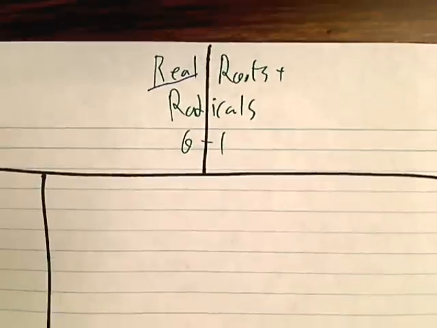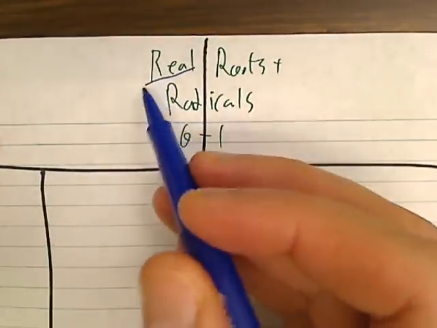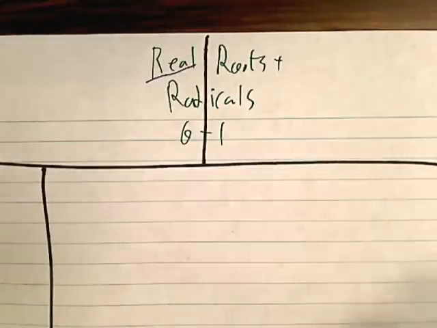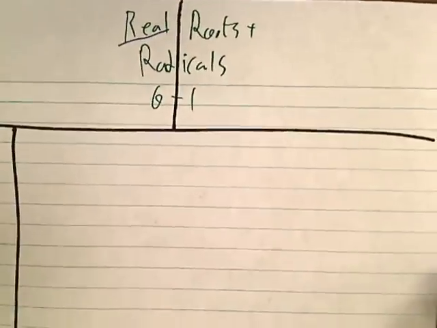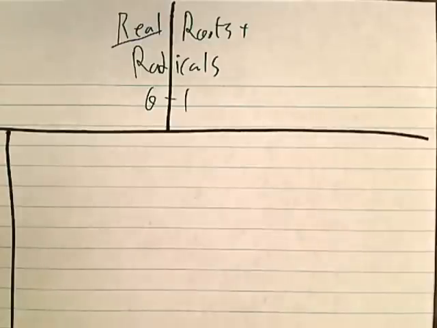And I now regret making that underline. It looks terrible. It's not straight. Oh well. Should I restart? Now, let's go ahead. Real roots and radicals, section 6.1.